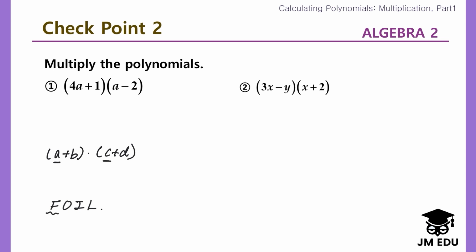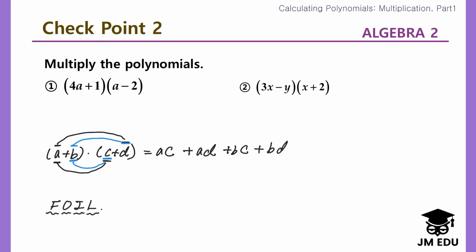So A times C. Okay, so that's going to be AC. O stands for outer terms. Outer. So A and D plus AD. I stands for inner. Inside two terms. So B and C plus BC plus L stands for last. So last two terms. B and D. B times D.